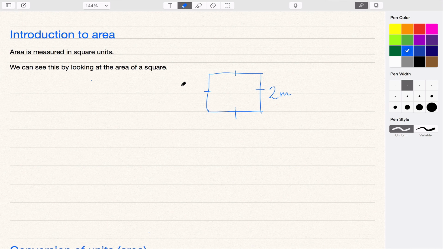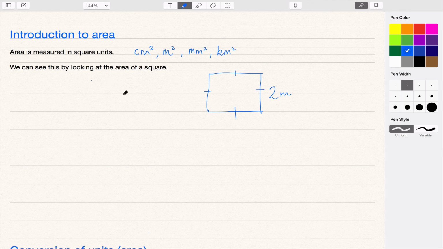Hello and welcome to our video on an introduction to area and conversion of units. Area is measured in square units. That means when we write the units, instead of just writing centimeters and meters, we write centimeters squared, meters squared, millimeters squared, and kilometers squared.